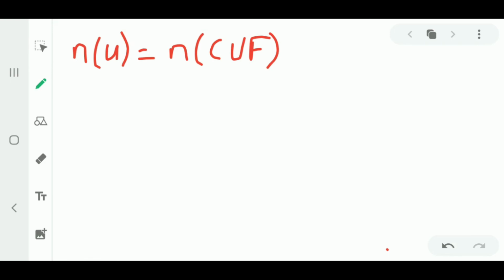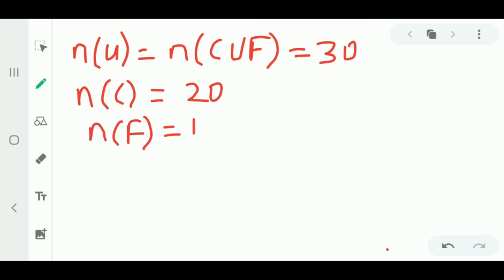So the first thing we're going to do, we're going to say that C is cricket and F is football. So now we have the number of persons in the universal set, which is N, which is the same thing as the number in C union F, which is equal to 30. Then we have N of C, which is equal to 20 students. We have N of F, which is equal to 17 students. We have N of the intersection, which is equal to 7. So you can basically break it down like this, and then we can do the Venn diagram.